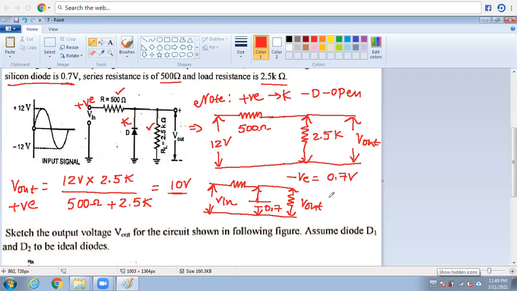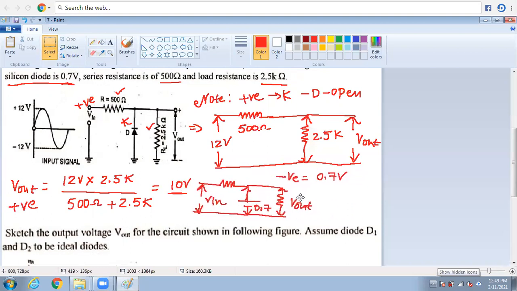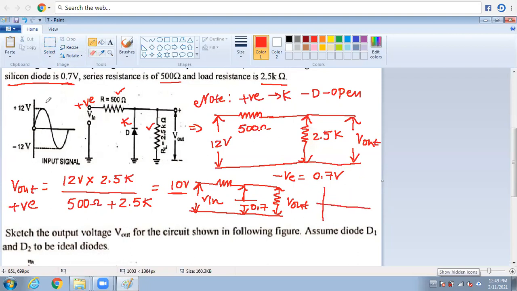Okay, what is the output waveform? Very simple. I will draw it in a neat manner. This is the input waveform. So the output waveform is, this is 10 volts while applying the positive peak. While applying the negative peak, we get it like this. This is 0.7 volts, while applying the negative peak.